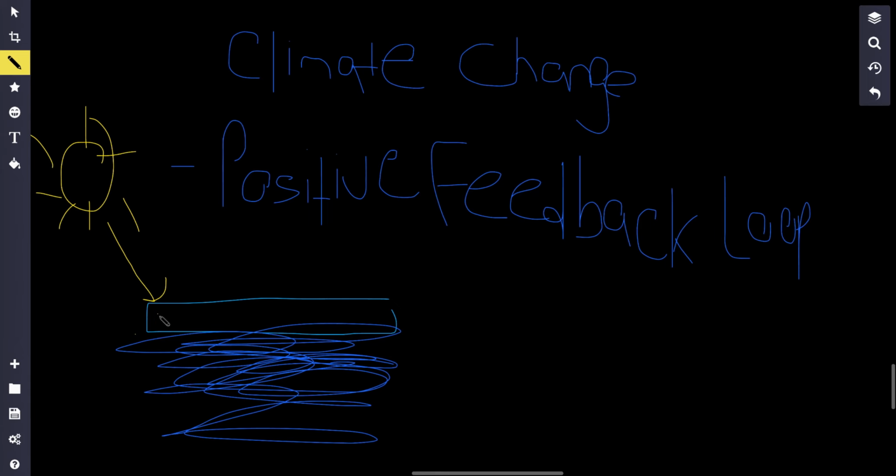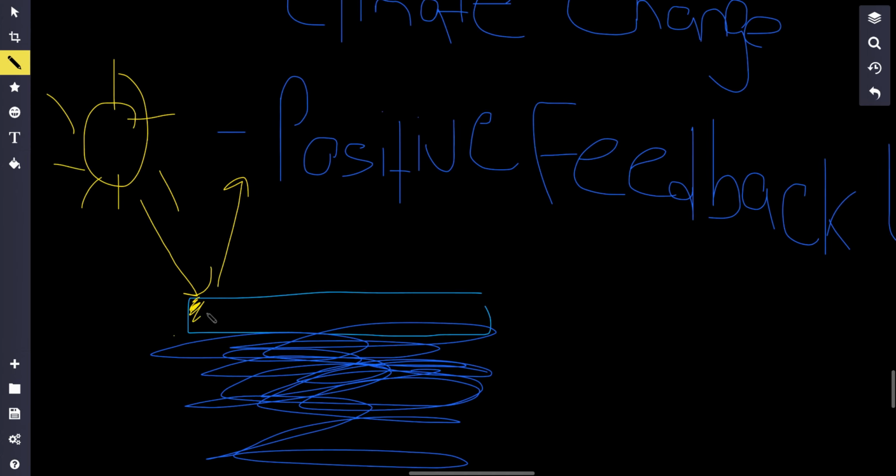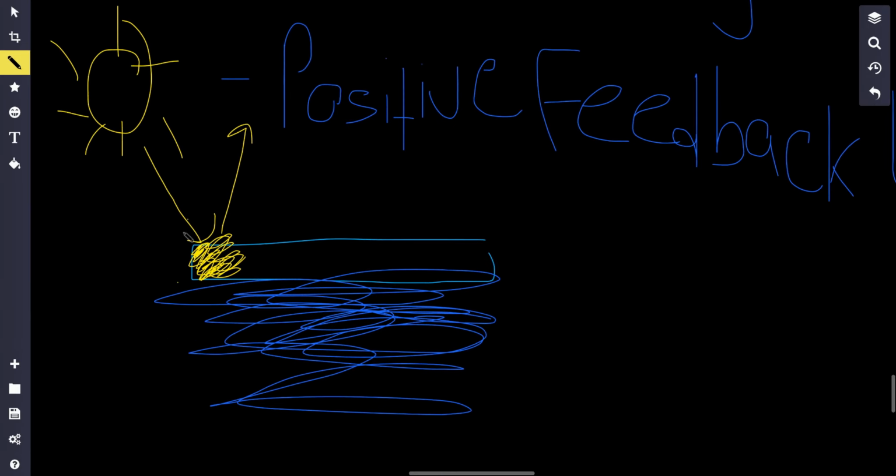Now, because this is ice, it's a whitish color, so a lot of the sunlight will be reflected. But because the climate is changing and the temperature is increasing, more of the ice will melt. Because the ice melts, this exposes the ocean water to the sun. Ocean water is darker than ice, therefore it's going to absorb more of the sun's energy. Think about the black shirt during the summer example, right? It's darker. It has a lower albedo, so it's going to absorb more.